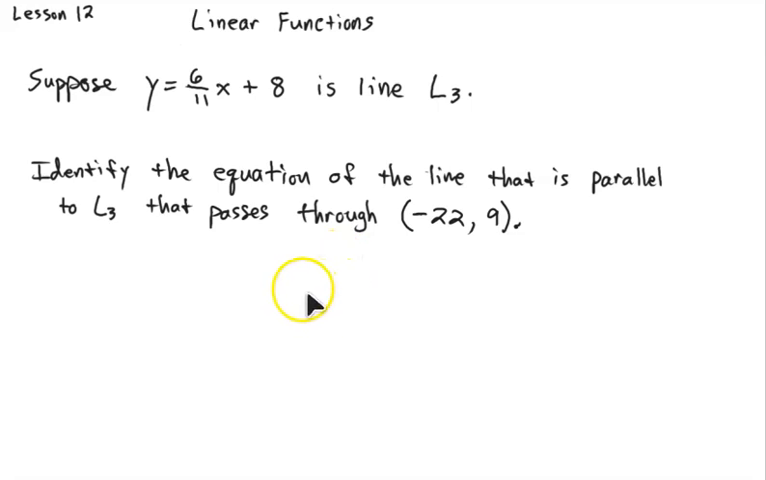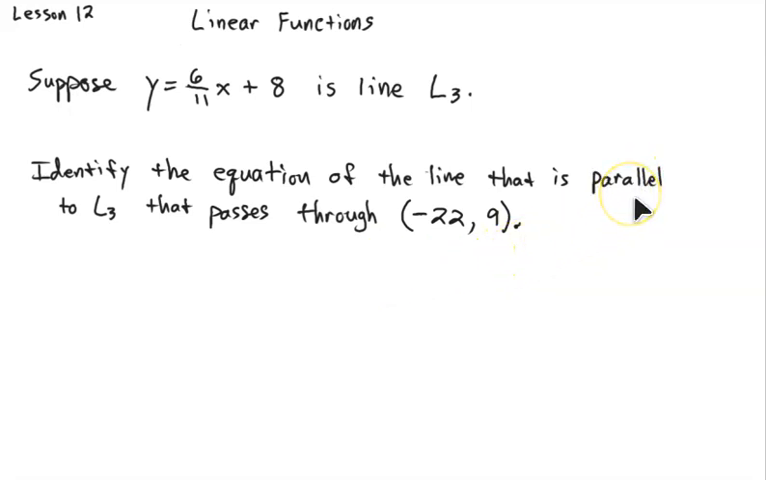Okay, this is a pretty typical question when asking about parallel or perpendicular lines. You'll be given a line in some form, in this case slope-intercept form. Suppose y equals 6 over 11x plus 8 is line L3, okay? And it says identify the equation of the line that is parallel to L3 that passes through the point negative 22, 9. Well, we've got to think, what does parallel mean?